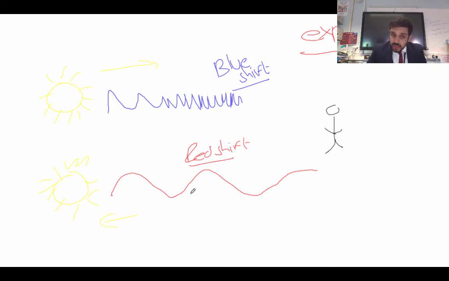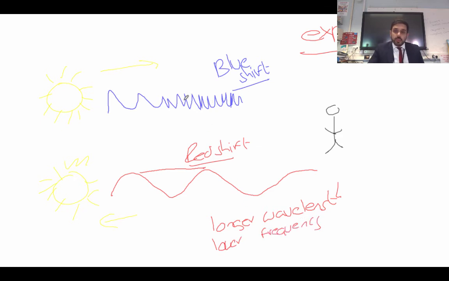In redshift, what's happening is you have a longer wavelength, which also means a lower frequency. And the blue shift will be the opposite: smaller wavelength and a higher frequency. That's what we see. So we know the universe is expanding, but this is evidence for both Big Bang and steady state.